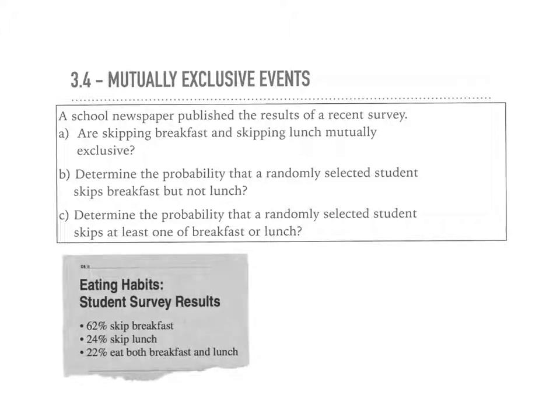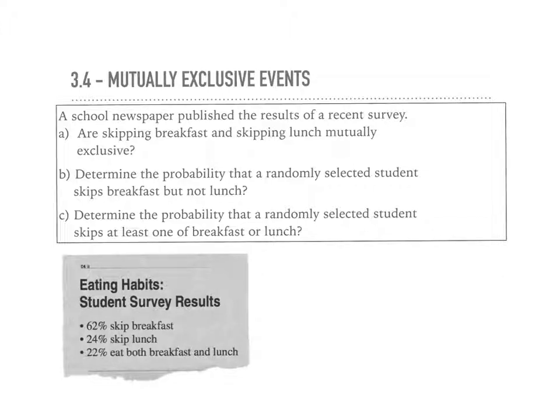So here's a situation where a school newspaper published the results of a survey. And we can see down below, here it is. It says 62% of students skip breakfast. It says 24% skip lunch, and 22% eat both breakfast and lunch. So the first question that we're asked here is, A, are skipping breakfast and skipping lunch mutually exclusive?